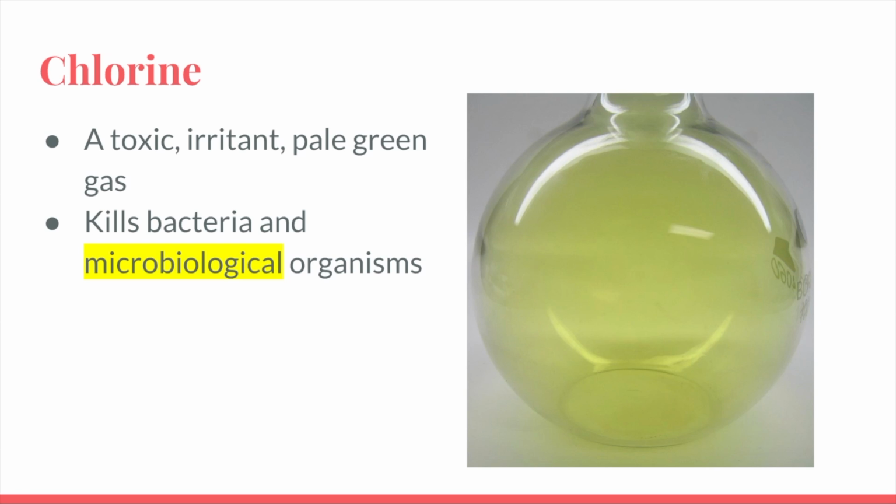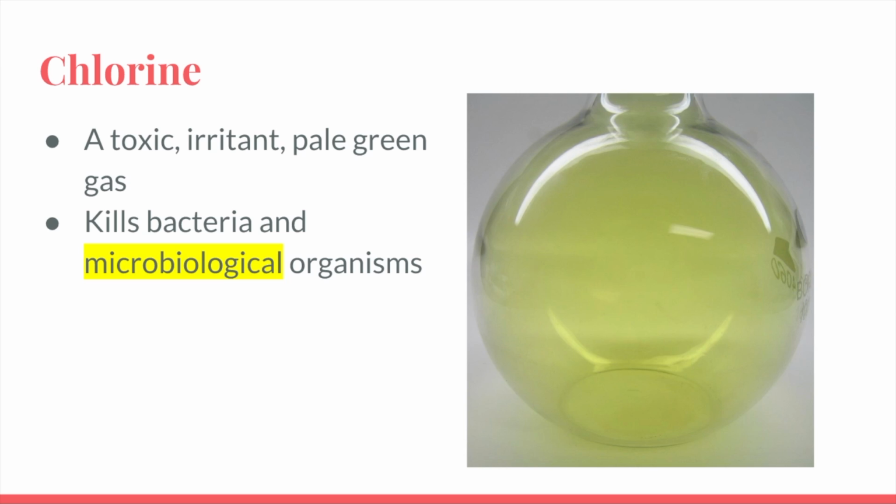So the first element we will be talking about is chlorine. So chlorine is a toxic, irritant, pale green gas. Most people think of chlorine in people's pools to clean the pool, as it does. It cleans bacteria and microbiological organisms. Microbiological organisms are very small living things such as fungus and bacteria, as it says.